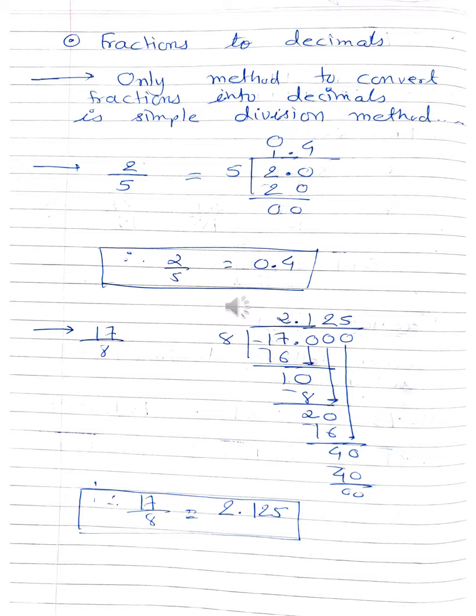Similarly, we have the second example over here, 17 upon 8. We are dividing 17 by 8, and using simple division we get the answer 2.125. That is nothing but the decimal expression of 17 upon 8.